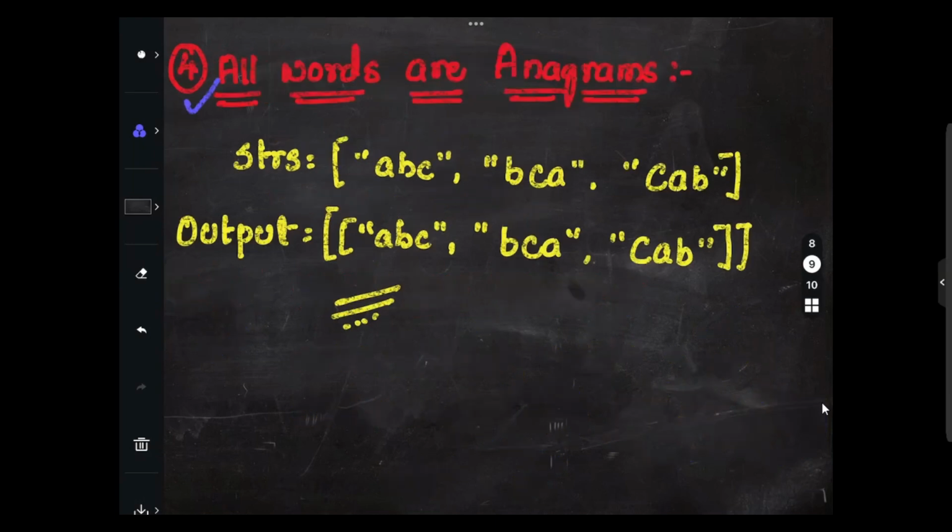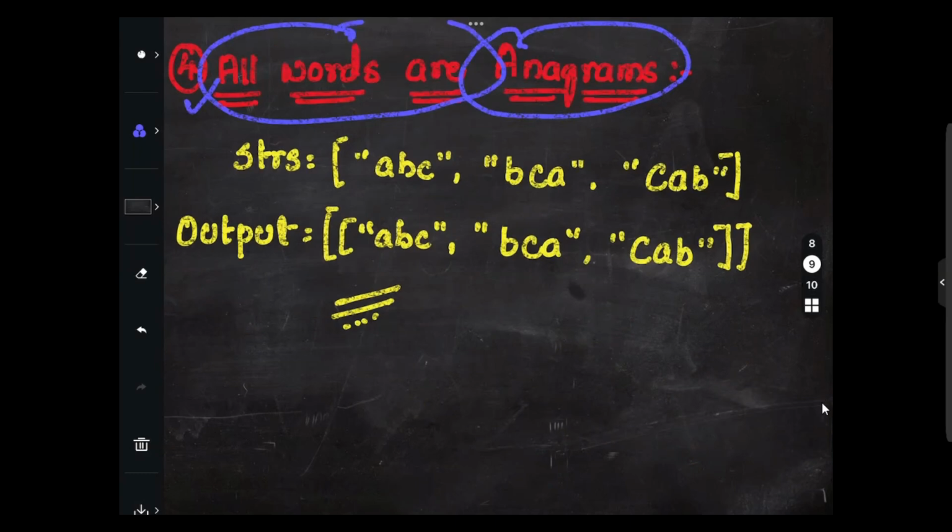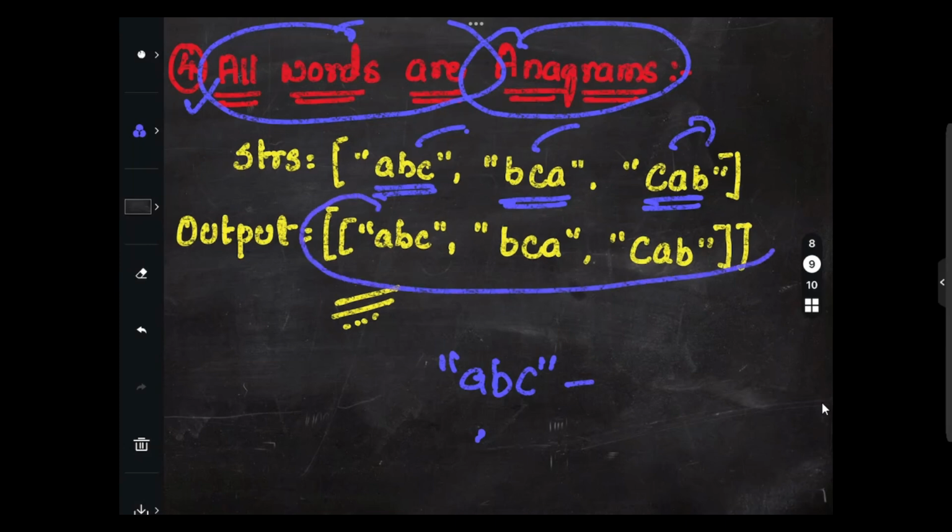The final edge case here is all words are anagrams. We have ABC, BCA, and CAB. Sorting all the strings gives ABC itself. ABC is already sorted based on the ASCII value, and BCA and CAB, when you sort, you will get ABC itself, right? So they are grouped together. The output will be within the same array: ABC, BCA, and CAB, right?